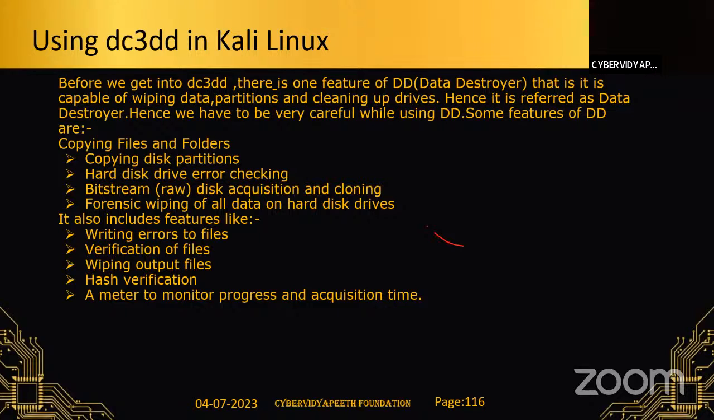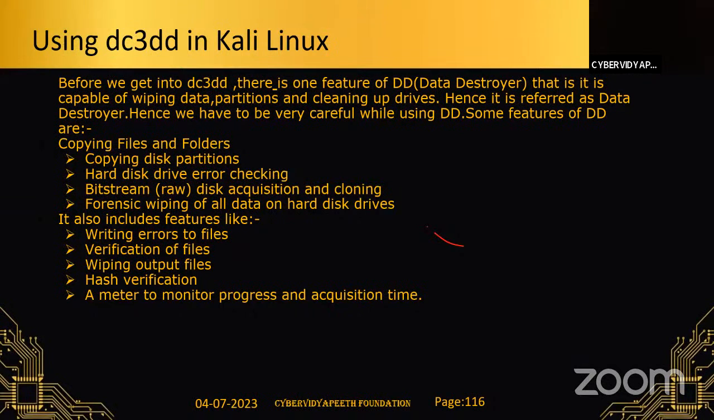So it has some features: writing errors to the files, which we discussed yesterday, and verification of the files. We can do hash checking, so whether the hashing has been done correctly or not, and whether the file has the same hash or not, we can check it. We can wipe out the files, we can do the hash verification. And we can meter to monitor progress and acquisition time, meaning what time it will take to acquire the evidence.